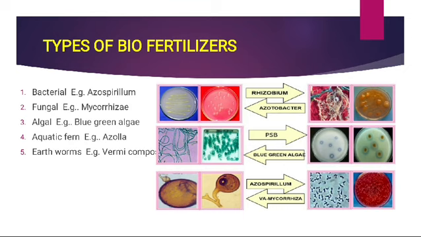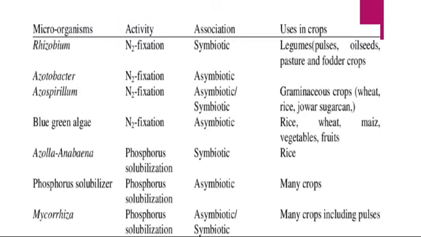Types of biofertilizer. First, bacterial biofertilizer, example, azospirillum. Then fungal, example, mycorrhizae. Then algal biofertilizer, example, blue-green algae. Aquatic fern, example, azolla. The earthworm, example, vermicompost. And these are all the microorganisms, their activity, and the crops in which they are used.